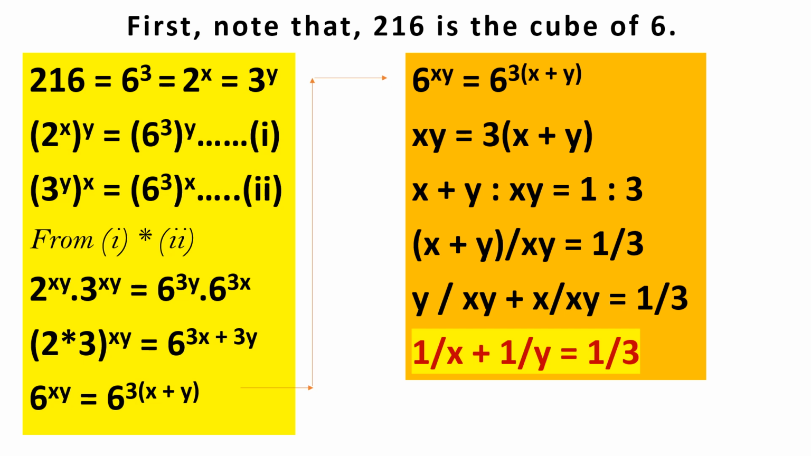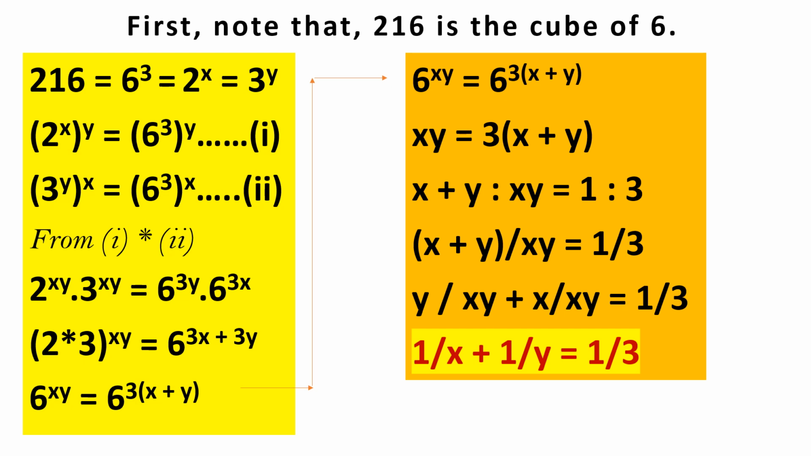Now, multiply these: 2 to power xy into 3 to power xy equals 6 to power 3x into 6 to power 3y. That is, 6 to power xy equals 6 to power the sum of 3x plus 3y.